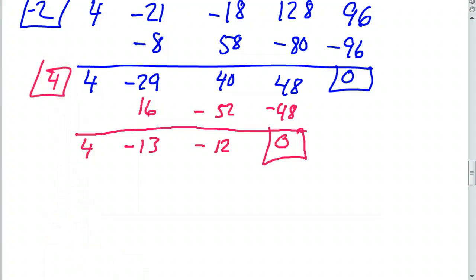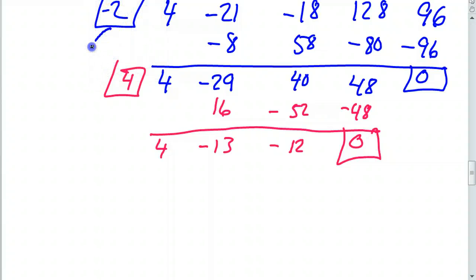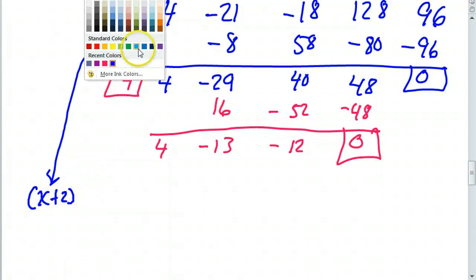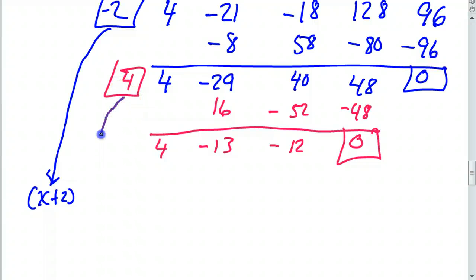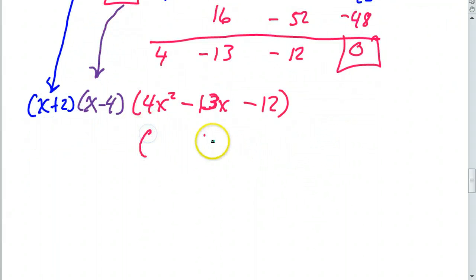Okay, let's not forget about the factors from the calculator. So we have our negative 2, and that gives us a factor of x plus 2. We have our 4, and that gives us a factor of x minus 4. And then we have our trinomial here, which is 4x squared minus 13x minus 12. Did this factor?